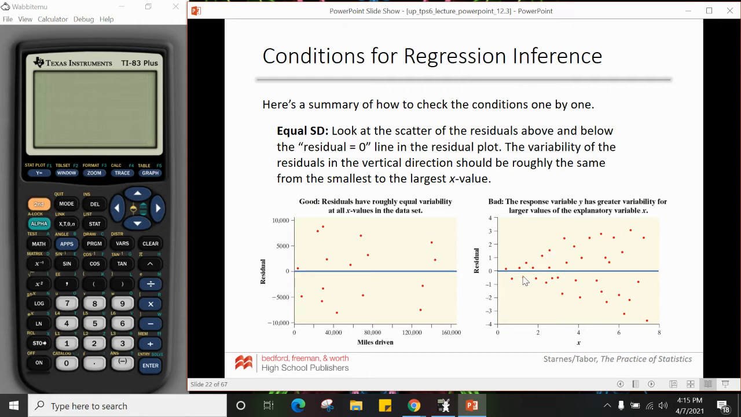Versus on the right-hand side, you can see that as the data gets larger in x, the variability gets a lot larger. And you kind of have a cone pattern here, which is not good.